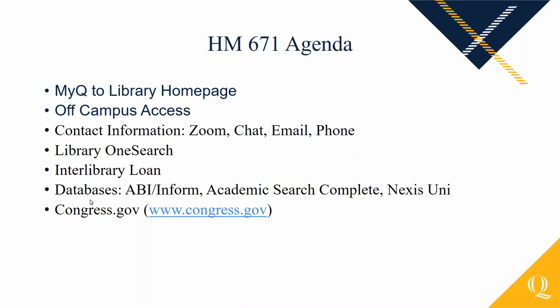Our databases. Now, just to let you know, I am going to be just touching on our databases, not going into any depth into any one of these databases. At the end, if you would like for me to go into more depth into any one of these databases, I will be more than happy to, which is ABI Inform, which is a business database, Academic Search Complete, which is a more interdisciplinary database, and Nexus Uni, which does cover law and it covers journal articles, and I will go through all of that with you.